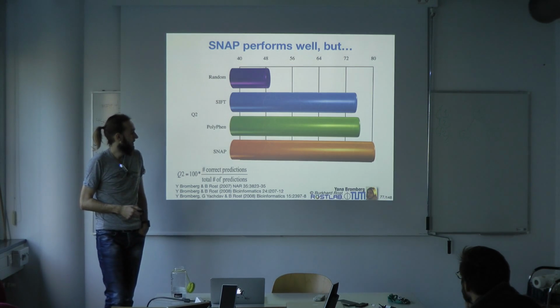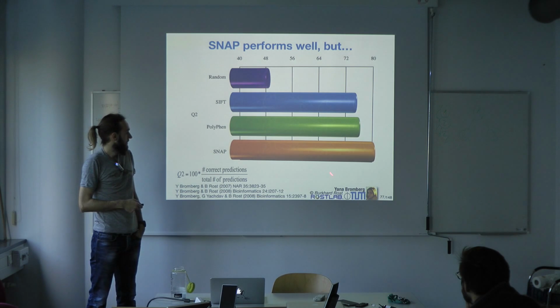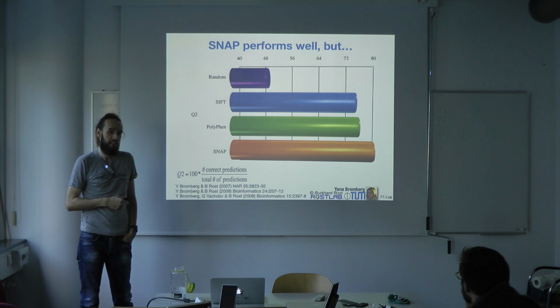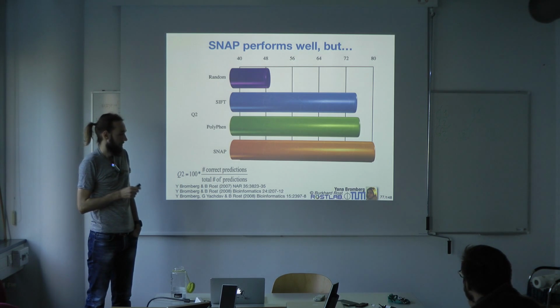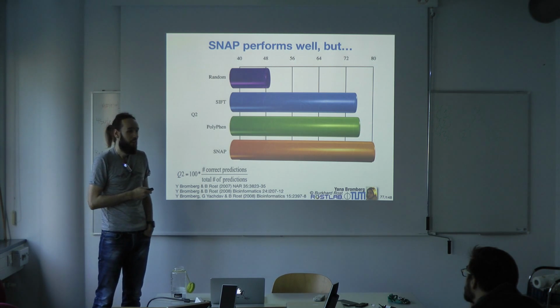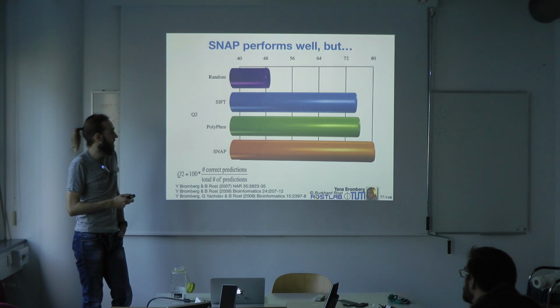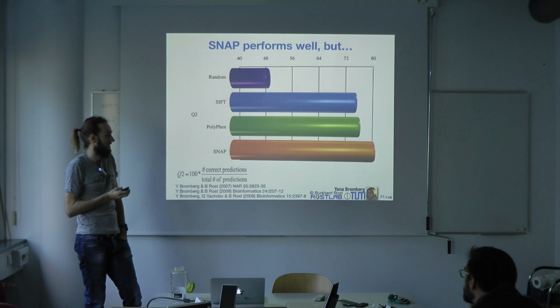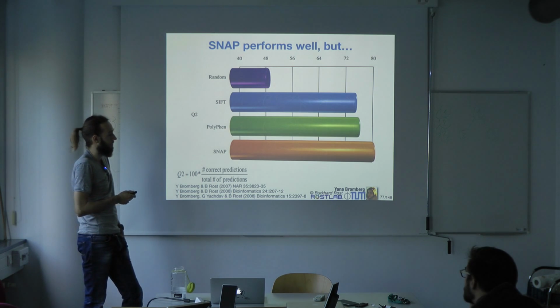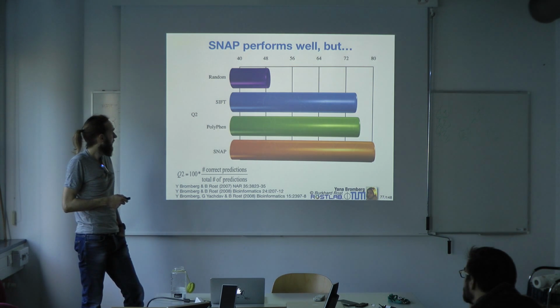This is again the performance of SNAP now compared to other methods. These are SIFT, and this is PolyPhen 1, which is simpler than what I presented, but the idea is the same. And you can see SNAP is better than these two, but not by that much. And given that SNAP has a much more complicated approach, this is maybe not what you would want to see. Ideally you would hope for a bigger difference here.